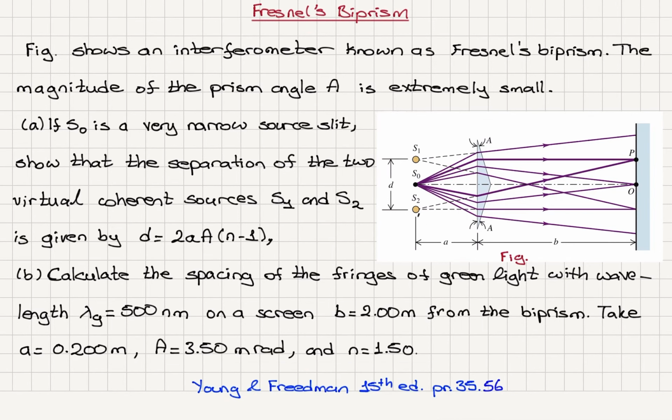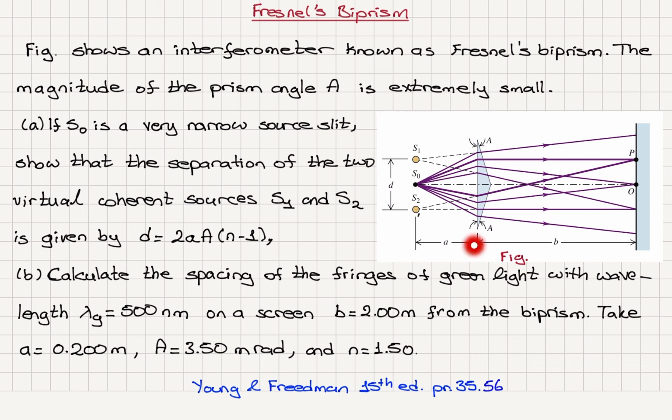Fresnel's biprism. The figure shows an interferometer known as Fresnel's biprism. The magnitude of the prism angle A is extremely small. Part A. If S0 is a very narrow source slit, show that the separation of the two virtual coherent sources S1 and S2 is given by d equals 2a times capital A times (n minus 1).